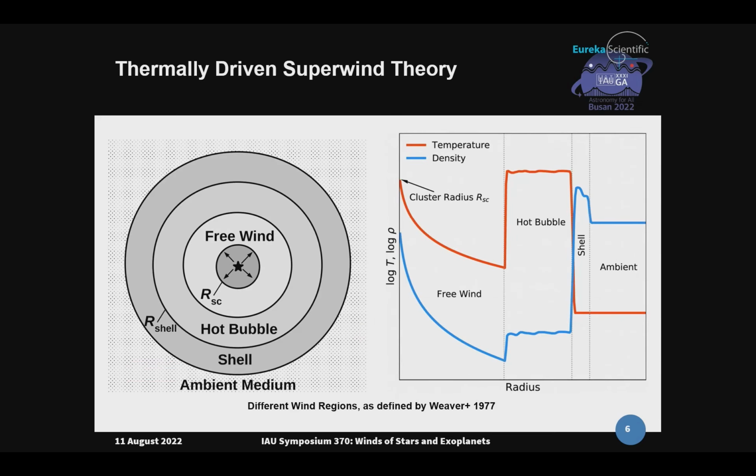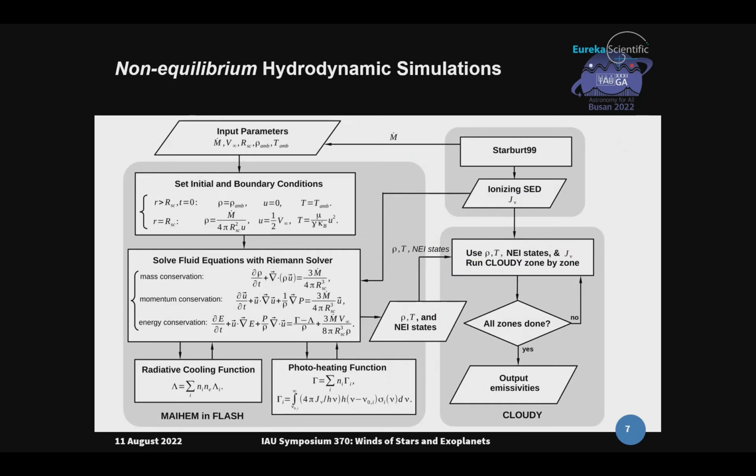Here is a schematic view of the different wind regions. We have 4 different wind regions, which were defined by Weaver in 1977. We have 3 expanding wind regions, the formation of a hot bubble in the temperature profile, the formation of a shell in the density profile, and then the ambient medium. This is the typical schematic view of a wind with spherical symmetry. When it is not spherical, and also because of turbulence, we have a different and more complicated schematic view.